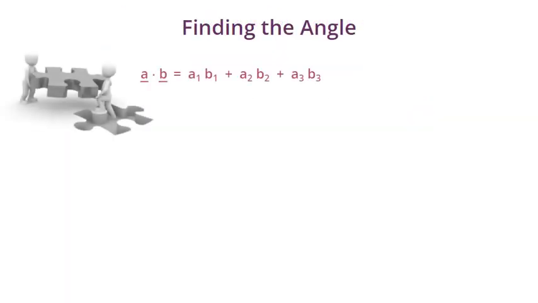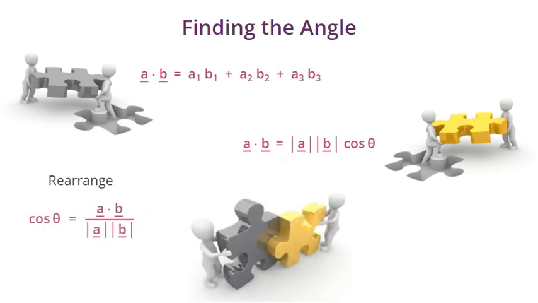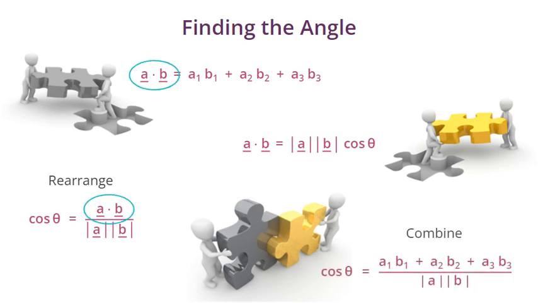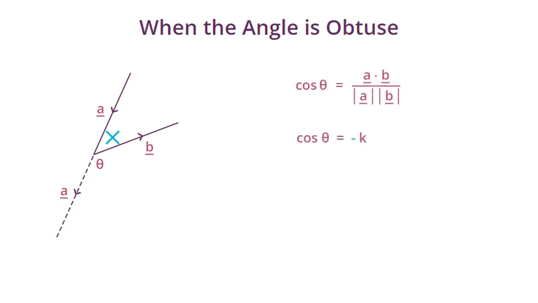You're expected to know how to rearrange the dot product formula to find the angle. By using the rearranged formula, cos of theta will be a negative number.